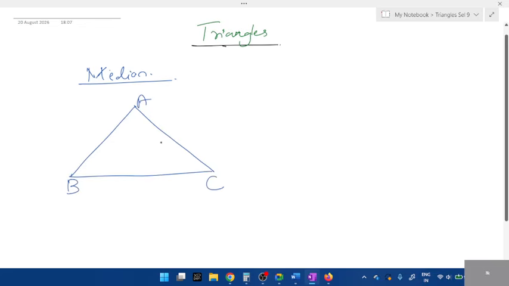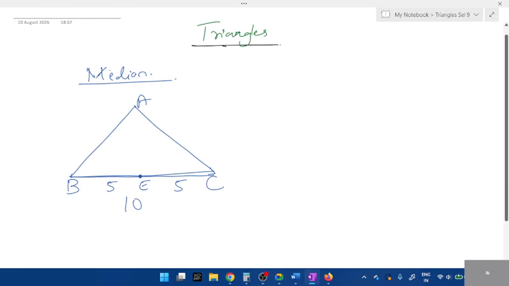Okay, median, students. Median is nothing but, let me take BC. Concentrate, this is an important concept. If BC is 10 centimeter, let me take the middle point in this, and I'll name it as E. What will be the value of B to E and E to C? If the entire value is 10, B to E will be 5, E to C will be 5. This is known as midpoint. Clear? We call this the midpoint of line BC.